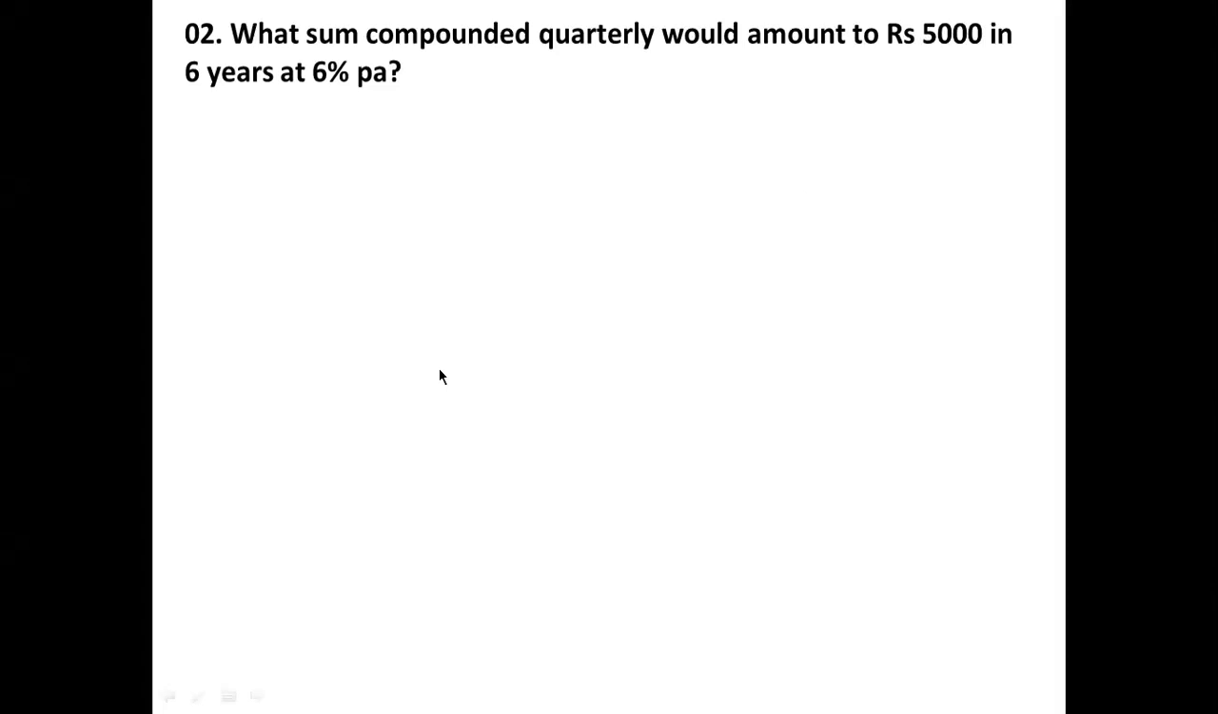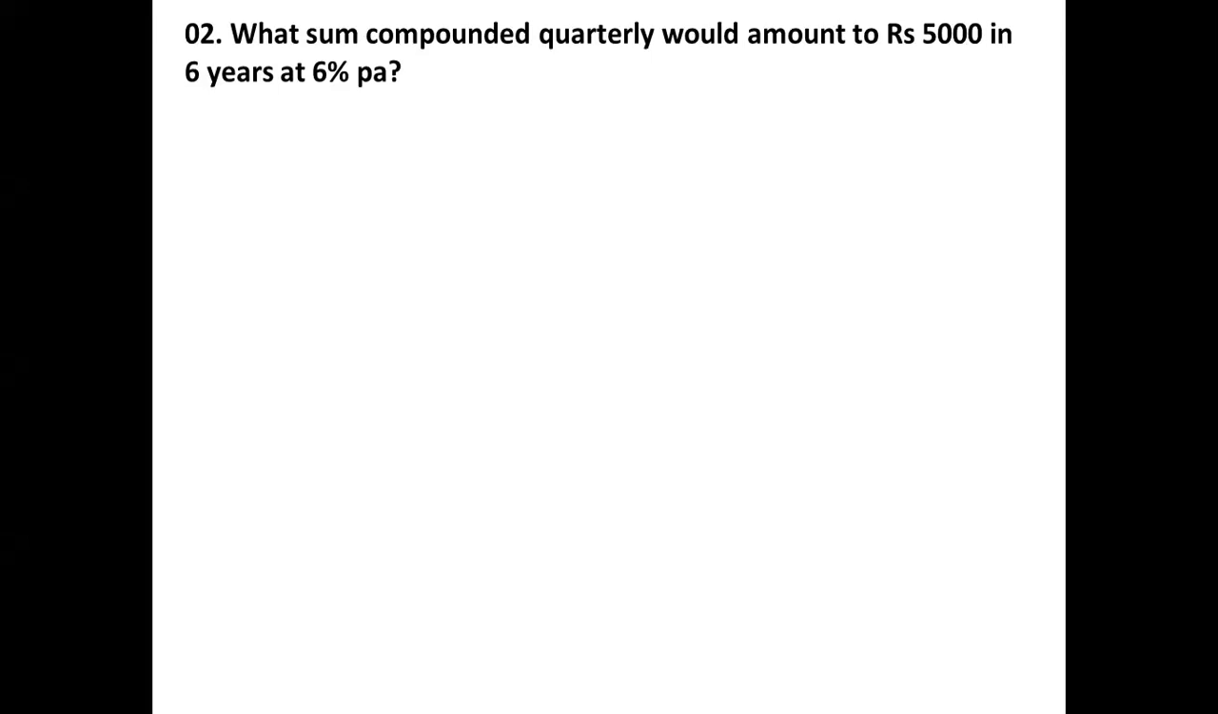What sum compounded quarterly amounts to rupees 5,000? They asked to calculate the sum. Sum means principal. The sum must amount to rupees 5,000. Amount value is 5,000. They asked to calculate the sum that is compounded quarterly.